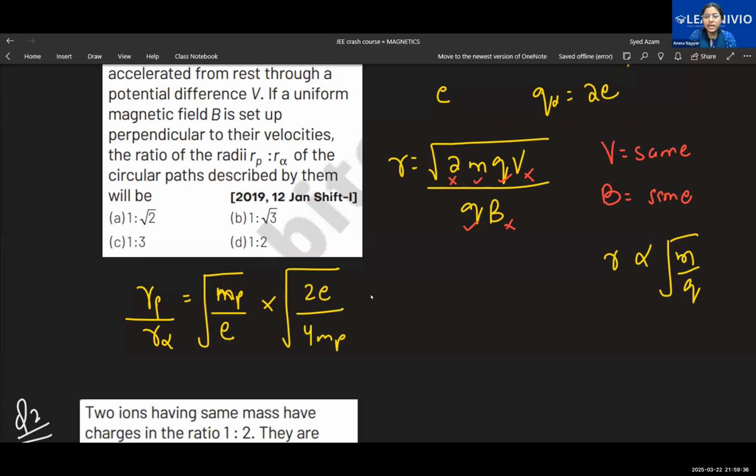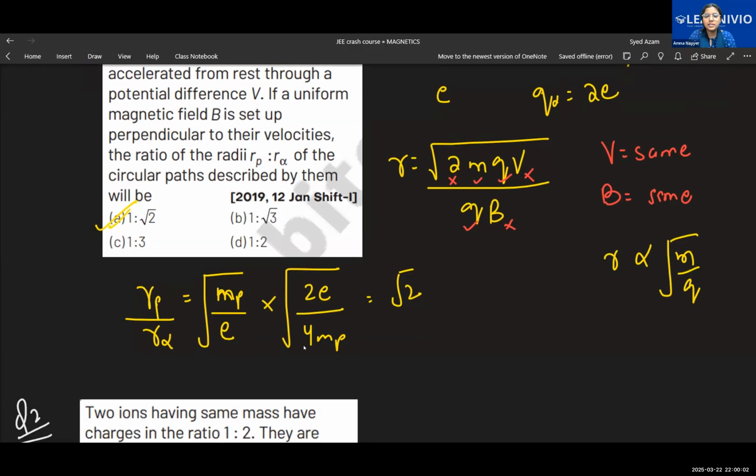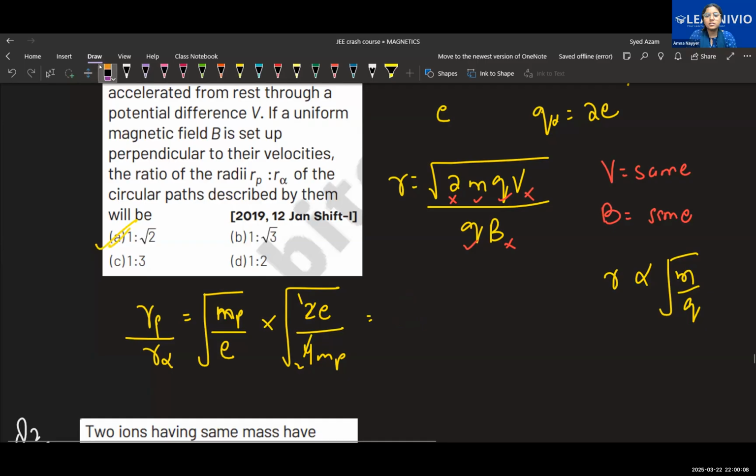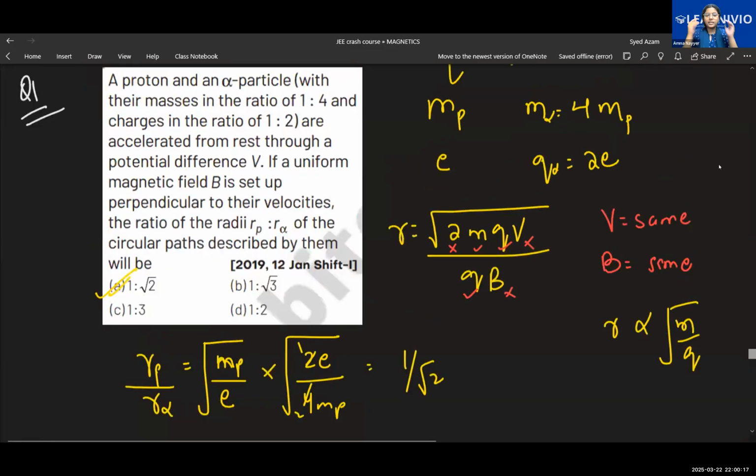What is left ultimately from this? Root 2 by 2. Basically root 2 is left, right? 2 by 4 is there, 1 by root 2. You rationalize it, it is root 2, 1 by root 2. So 1 by root 2 will be A option, right? See, when you rationalize it, only 1 by root 2 will be left. Even without rationalizing, this is 1, this is 2, that is 1 by root 2. So A option. Got this? Yes. Just write this quickly.